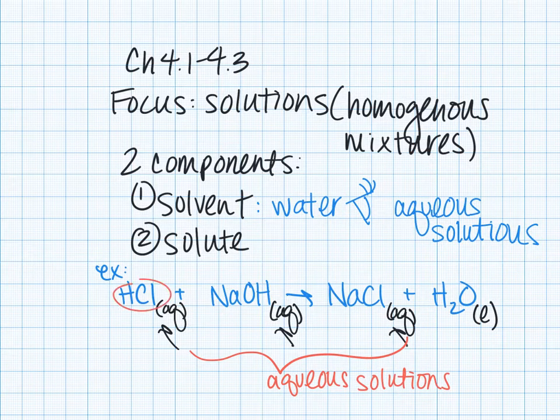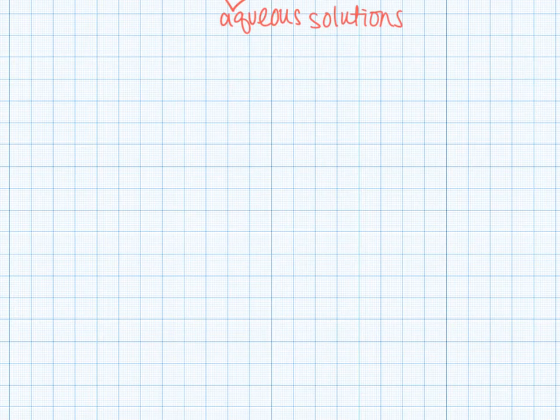So in this case, it's hydrogen chloride gas dissolved in water. In this case, it's sodium hydroxide solid, then dissolved in water. And in this case, it's sodium chloride dissolved in water. So how does water react with both covalent and ionic substances to dissolve them? A homogeneous mixture means all of the components are in one phase, which means the solvent has solvated the solute. It's dissolved the solute.